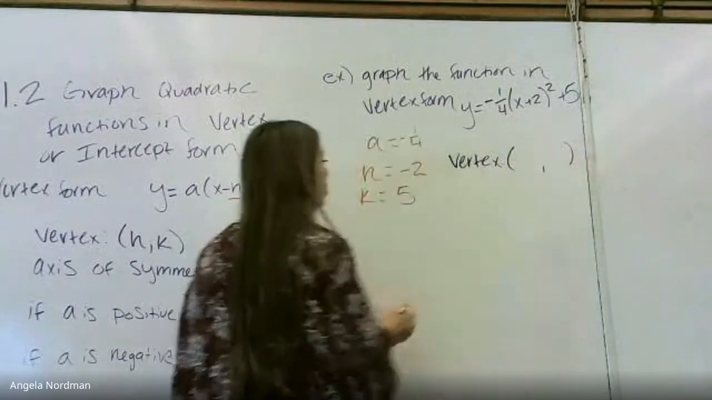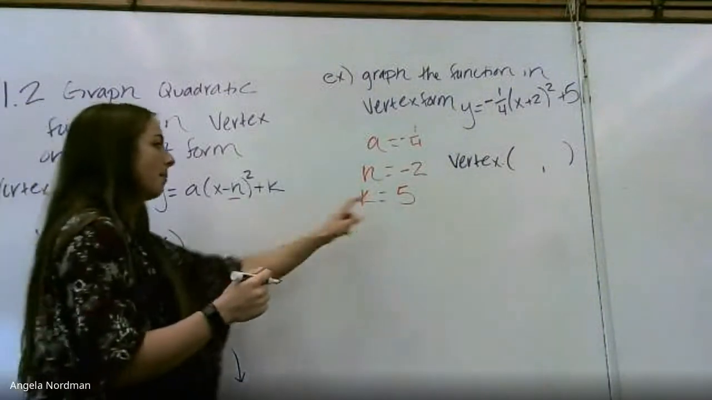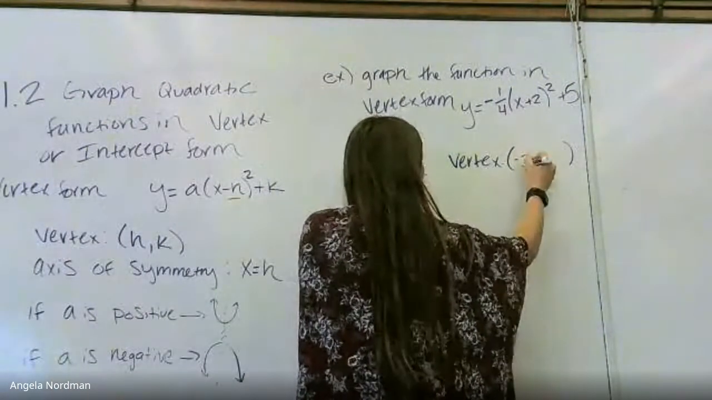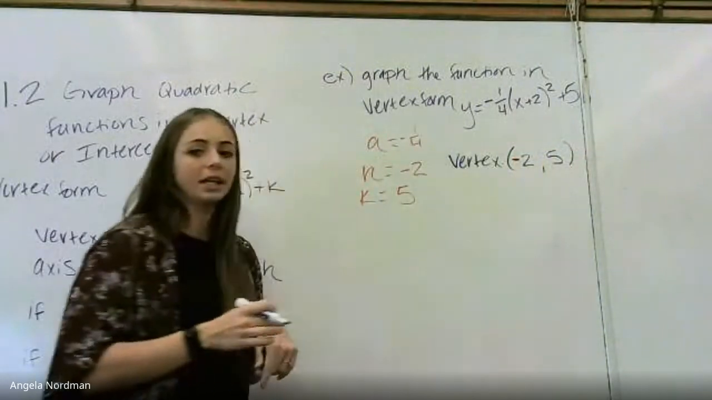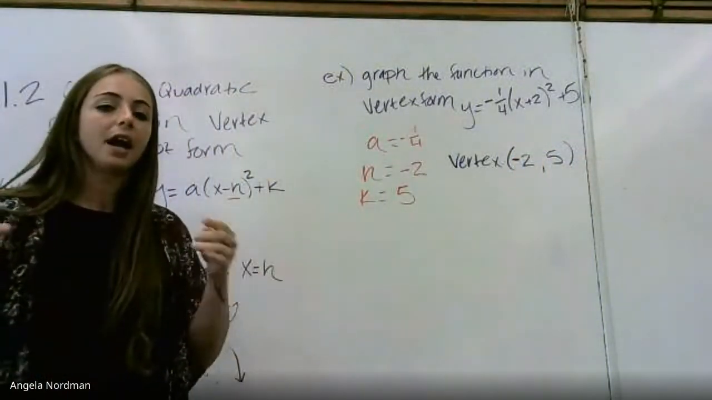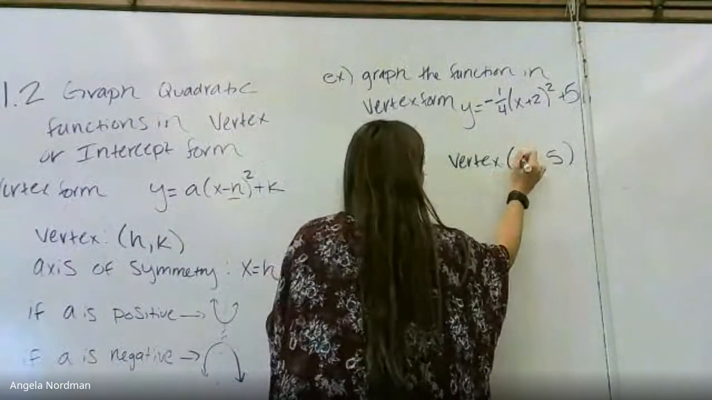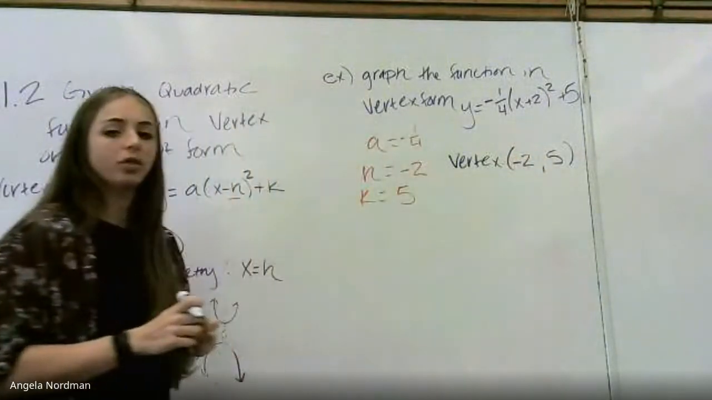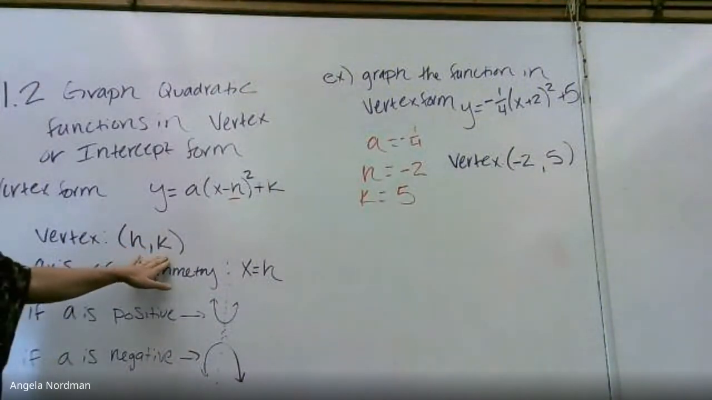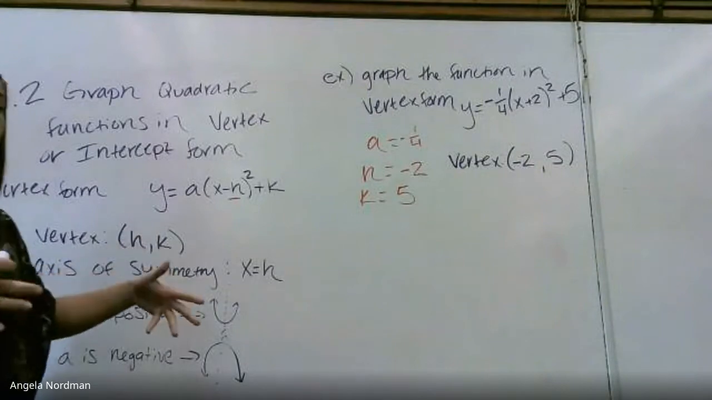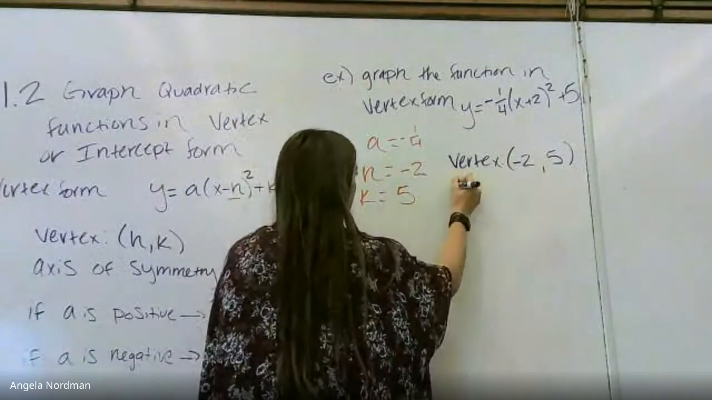Since I use H comma K to find my vertex, it will be -2, 5. Okay, and again, I didn't do any math here. I wasn't doing crazy formulas or anything. I truly identified what those variables were within my current equation, and I used what I know about vertex form to find my vertex.